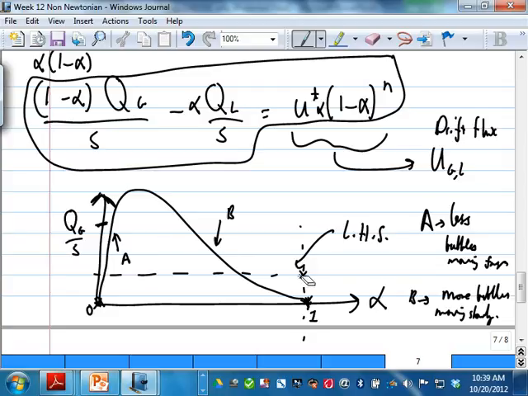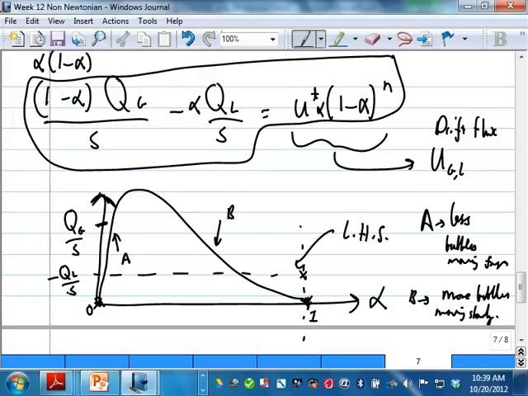Sorry, I made a mistake. If QS is 1, so if alpha is 0, this is QG over S. If alpha is 1, here 1 minus 1, 0. 1 minus 1, QL over S. So sorry, this value here needs to be minus QL over S. Alright?